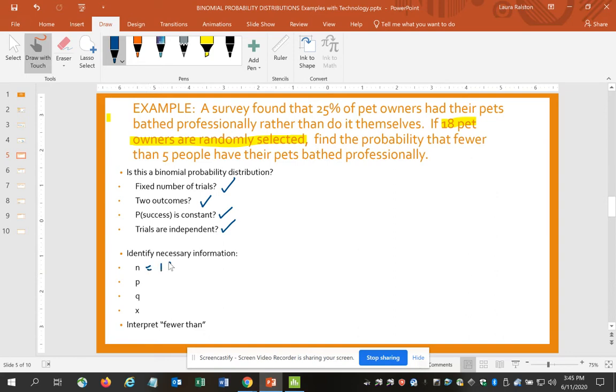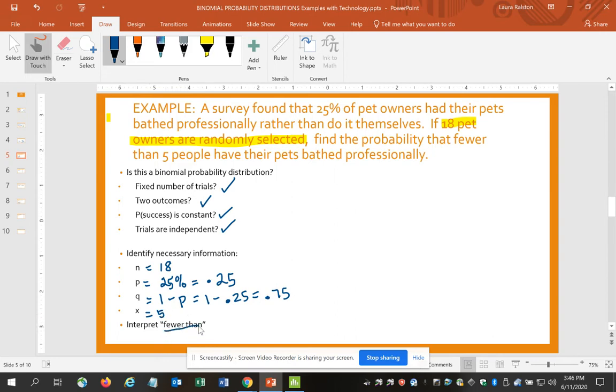Then we identify the players. Again, we are looking at 18 pet owners in total. P is my probability of success, which is telling me 25% of pet owners. Converting that to a decimal, that's 0.25. Q, remember, is 1 minus P. It's a hand calculation. So 1 minus 0.25 is 0.75. And I'm going to do fewer than 5.